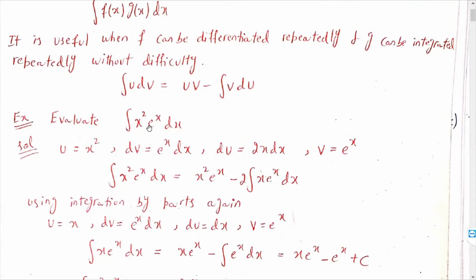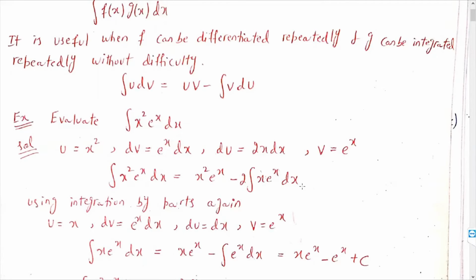So the value of u is x square, which is written over here. The value of v is e raised to the power x. So this is uv minus integral of v, that is e raised to the power x, into du, that is basically 2x dx. As 2 is a constant, you can take it outside the integral. Now you can see here, once again, you are getting a product of two functions, that is x into e raised to the power x dx.